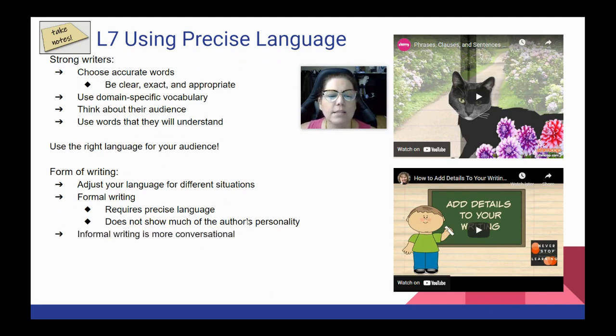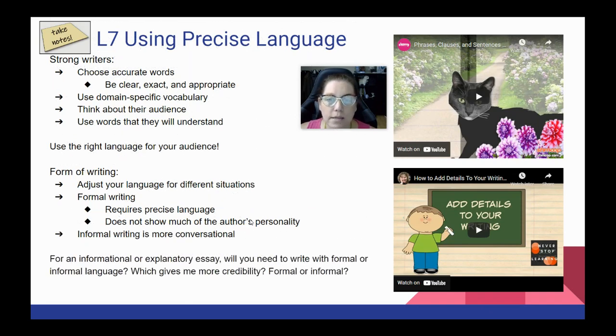Okay, informal writing is more conversational. So that would be like a letter or an email or a text, and that's not what we're writing here. So make sure that you are writing this in formal writing, okay? So the question here says, for an informational or explanatory essay, will you need to write with formal or informal? Well, of course, it's going to be formal, and that gives you more credibility, right? Formal gives you more credibility.